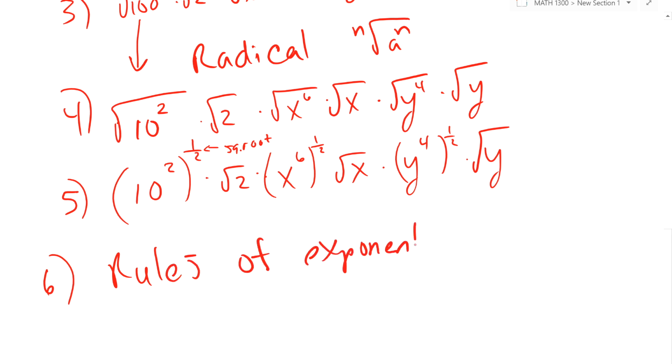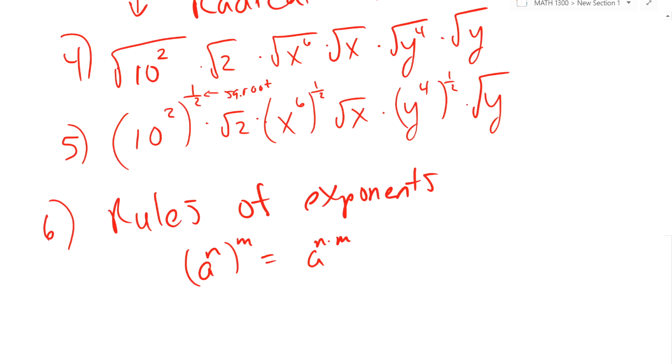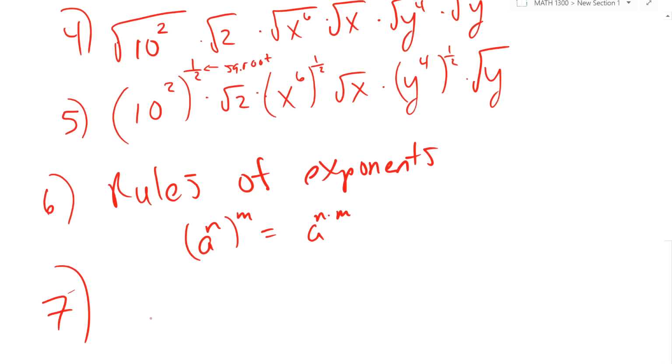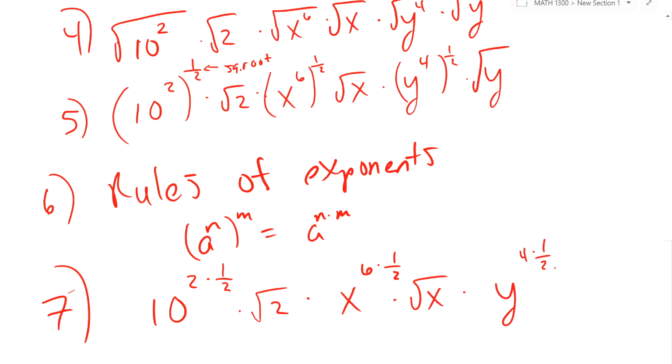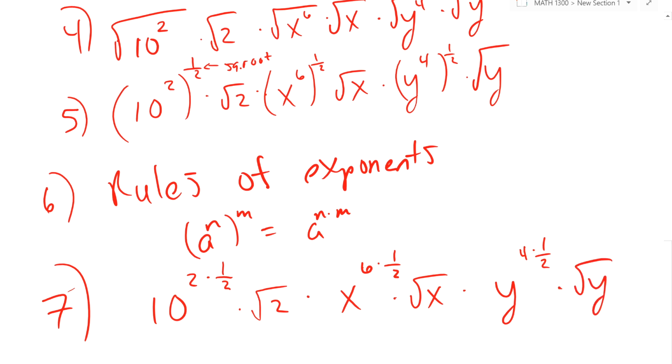The rules of exponents tell us that when we have an exponent inside the parentheses and we are raising it to a power, we multiply those two numbers. So what that means is 10 to the 2 now becomes 10 to the 2 times 1/2. And then we still have our square root of 2 here. And then here, this is going to turn to x to the 6 times 1/2, and then the square root of x. And then here, we're going to have y to the 4 times 1/2 times the square root of y.